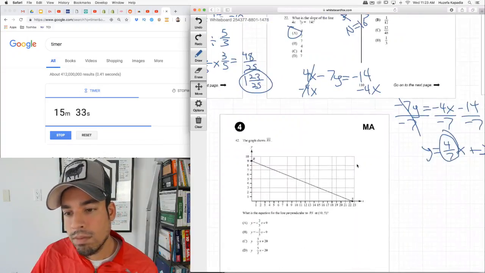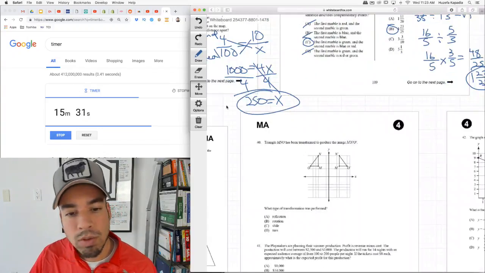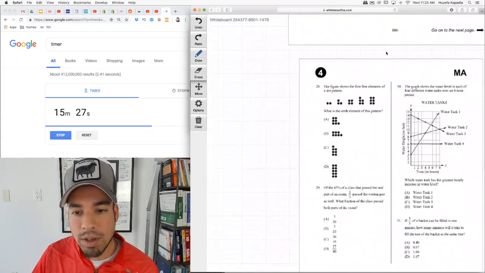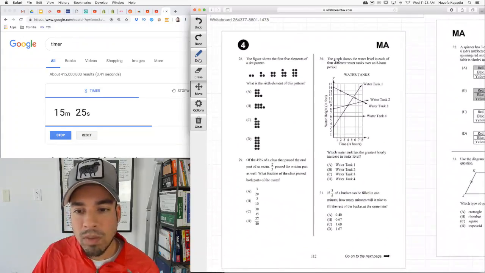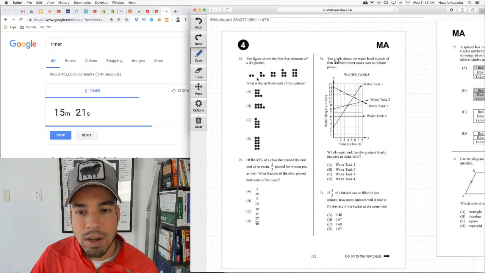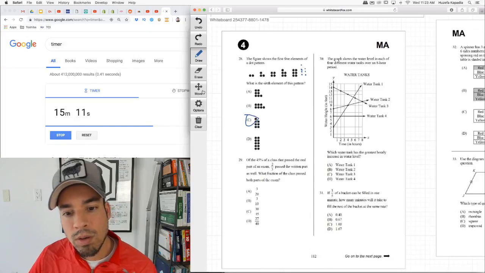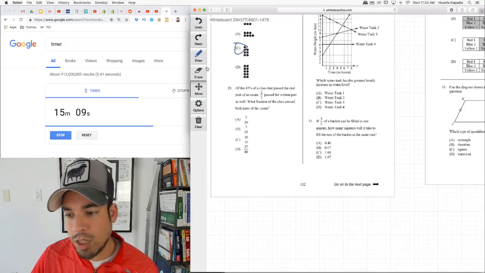Okay. Let's move over here. We're more than halfway through now. The figure shows the first 5 elements of a dot pattern. What is the 6th element of this pattern? Look, each time it's one more, one more, one more, one more, and then the next one's going to be like this. One more, which is C. Spatial reasoning is what I call those.